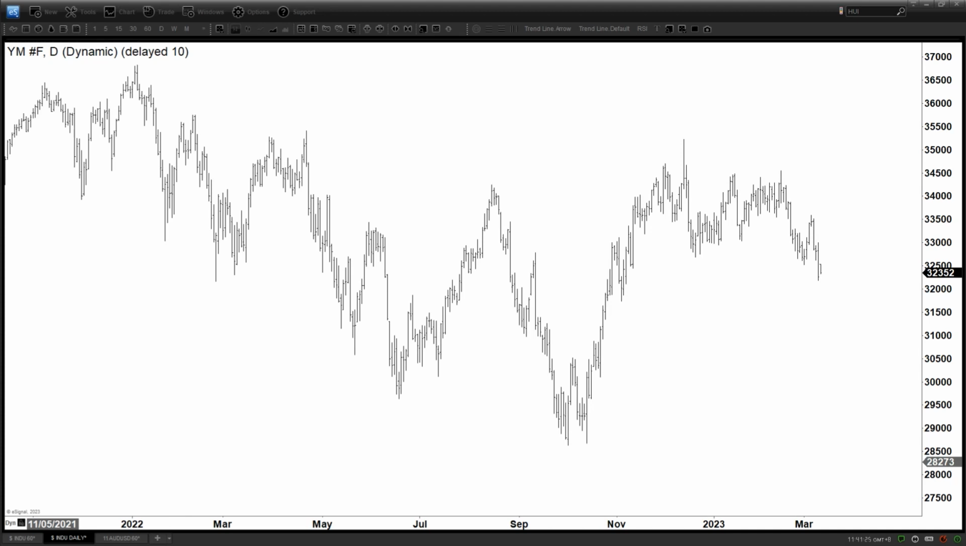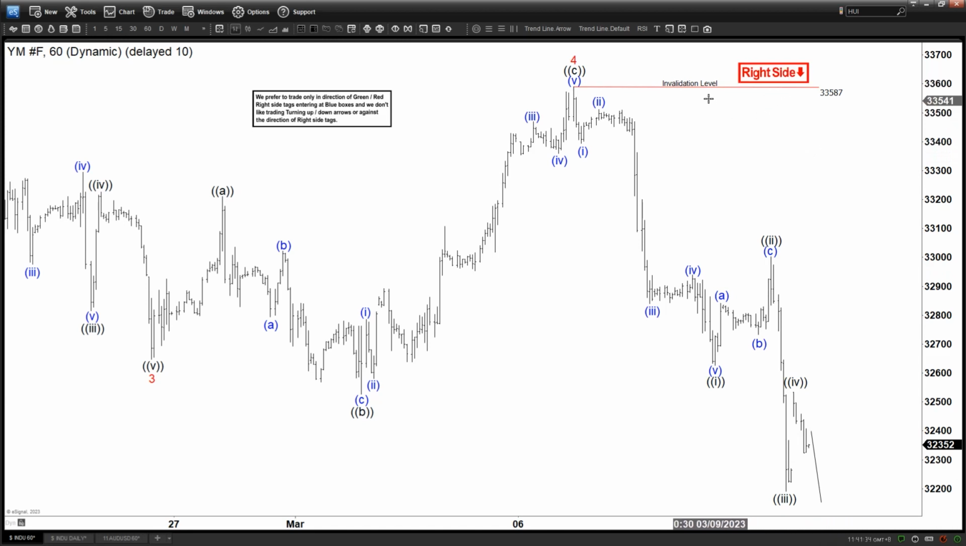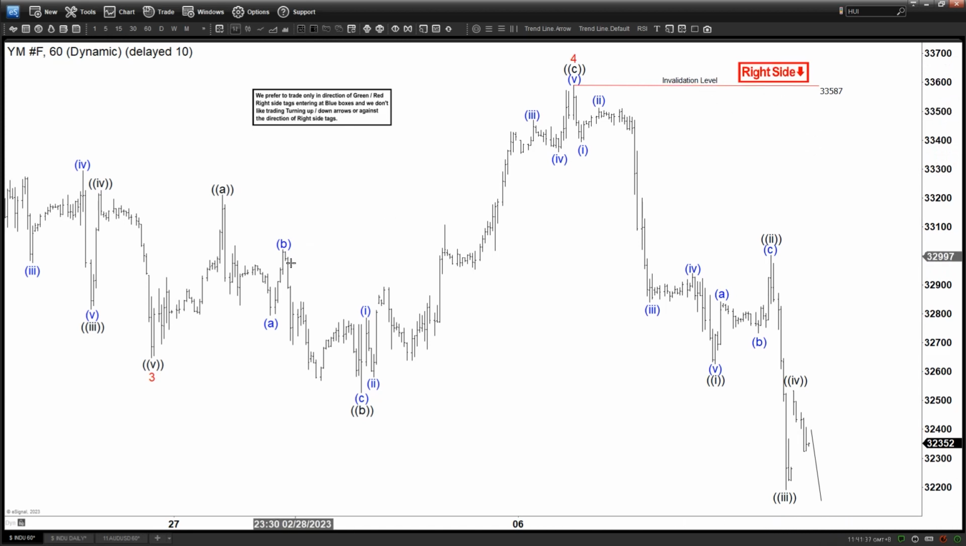And for today, we are going to look at the Dow. This is a 60-minute chart of the Dow. Alright, so we can see we ended with 3 right here. This is a minor degree, and then with 4 ended here as an expanded flat ABC, and now we are within the wave 5. Within the wave 5 we have 1, 2, 3, 4, and then looking for one more push to finish with 5.